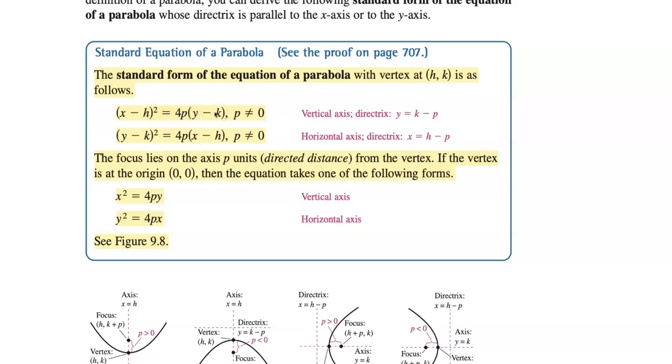So a couple things here. Our vertex is still going to be the same, inside opposite. So it'll be h and k. 4p, that's going to have to do with the directrix and the focus. And really it's all about the p. The p is the distance away from the focus and directrix.